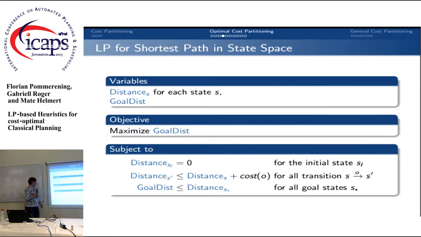And we want to have the smallest goal distance of any goal state. So for all goal states, we say that our goal variable, or our objective variable, must be at most as high as the goal state is away from the initial state. We want to maximize this, so this way we get the actual optimal goal distance.